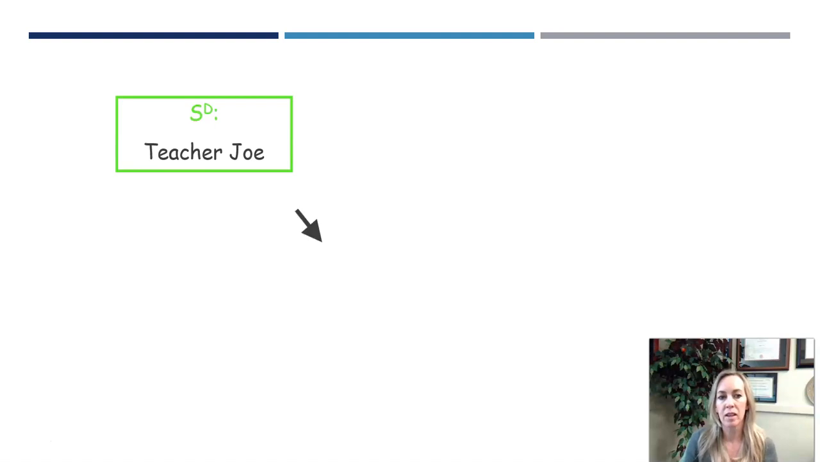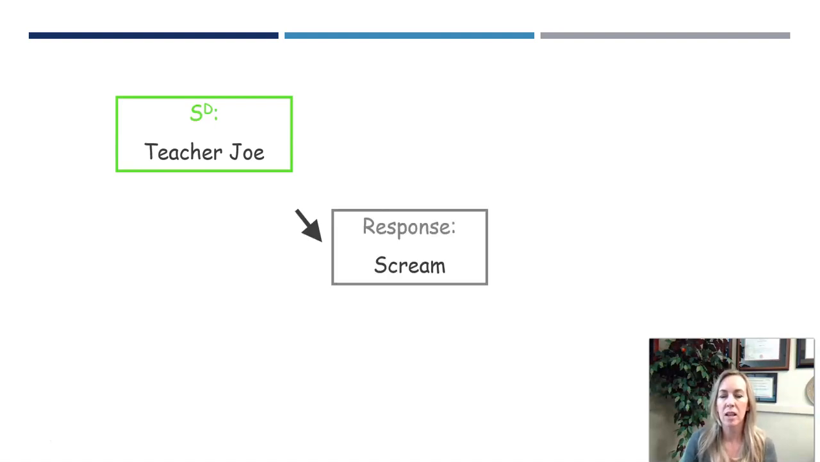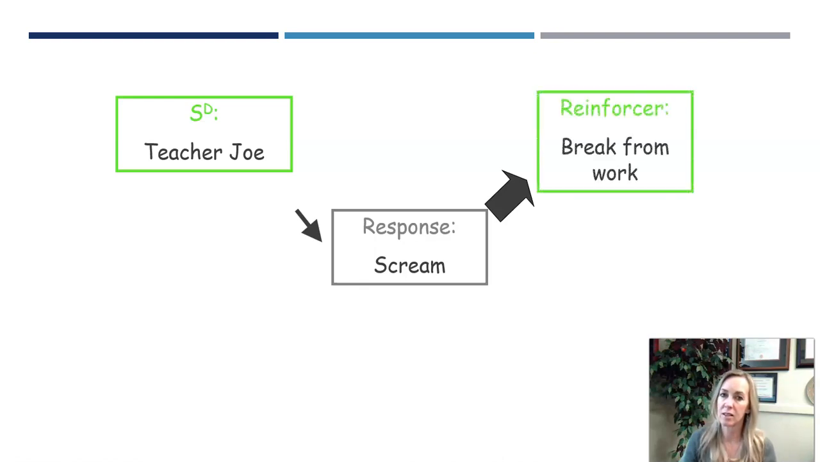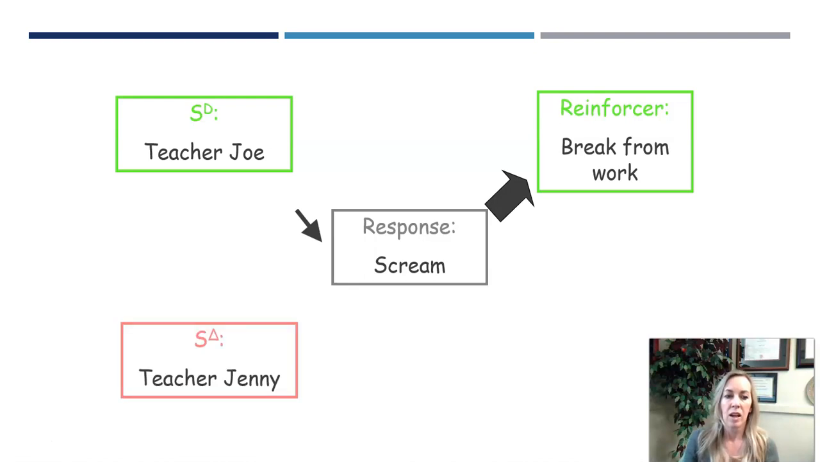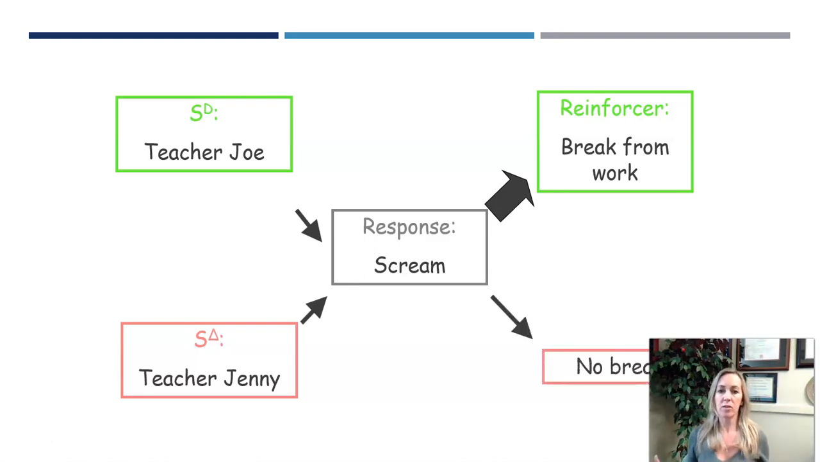Let's look at another example. Say a teacher, Joe, is in the room. Commonly, the student screams, and Teacher Joe is going to give that child a break because he doesn't want to hear the screaming. Teacher Jenny, now she's hardcore, y'all. She doesn't put up with inappropriate behavior. So when the screaming happens with Teacher Jenny, there's no break. You might even get more work, if you know what I mean.